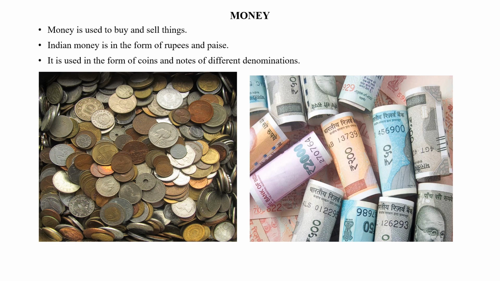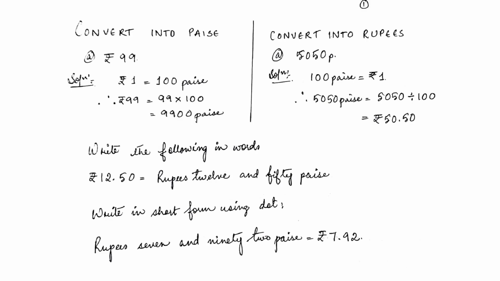So here two pictures are shown. First one is the form of coins and next one is the form of notes. Now I will discuss with you how to convert paise into rupees, and how to convert rupees into paise. So first let us go through how to convert rupees into paise. We have to convert 99 rupees into paise.